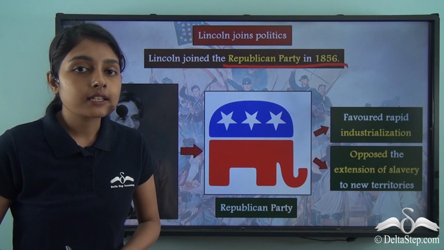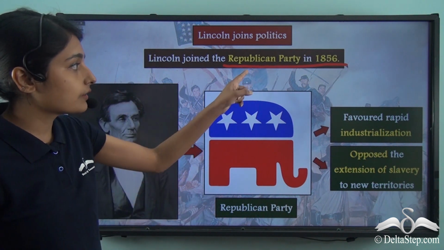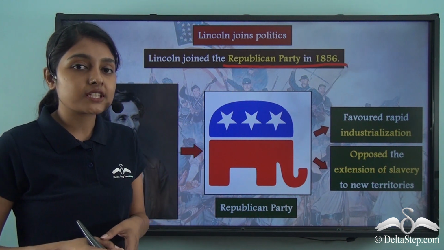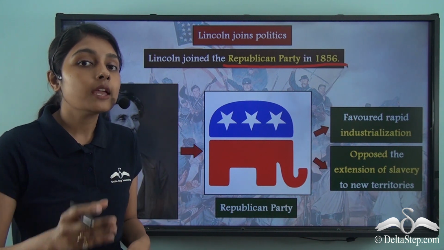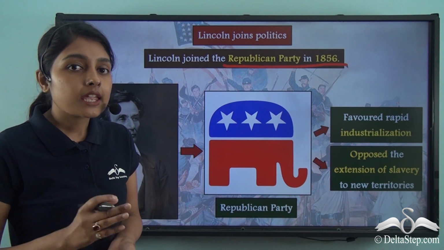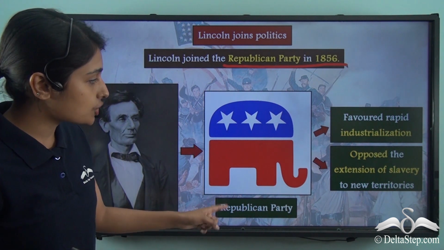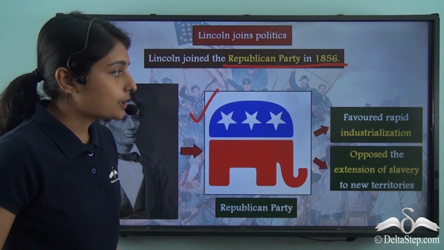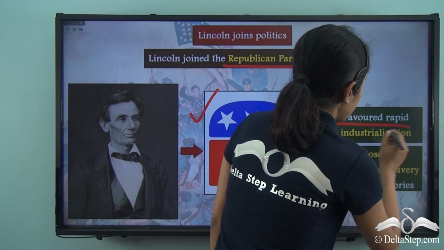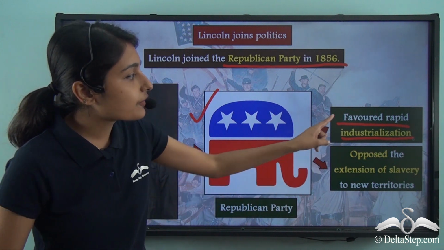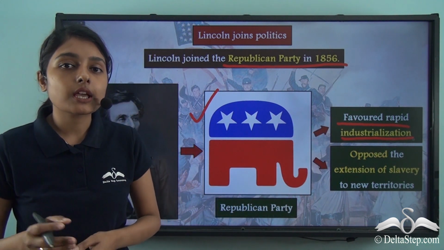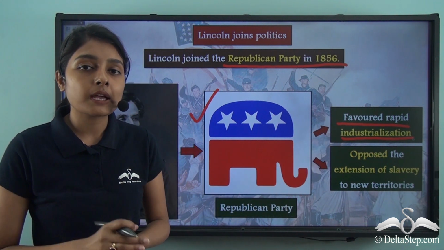But on the other hand, when Lincoln joined the Republican Party in 1856, he had very different reasons in his mind for making this decision. He joined the Republican Party because it favored rapid industrialization. The Republican Party favored rapid industrialization as opposed to agricultural expansion.